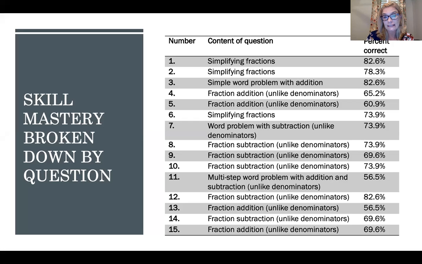Let's take a look at the test items. There were 15 questions that you can see listed here. And what I did was I categorized them by the content of the question, and I showed what percentage of students were able to get the question correct. For example, number 1 was about simplifying fractions, and 82.6% of my students were able to get that question correct.